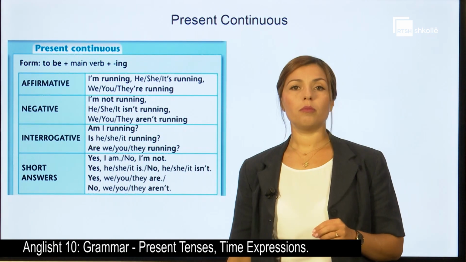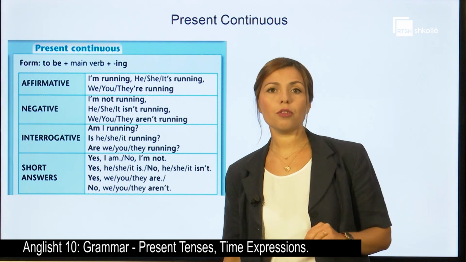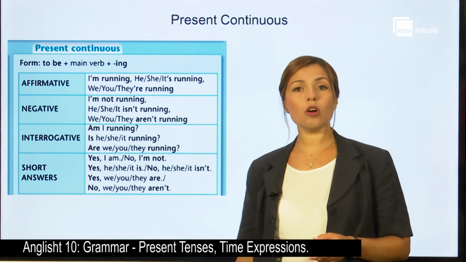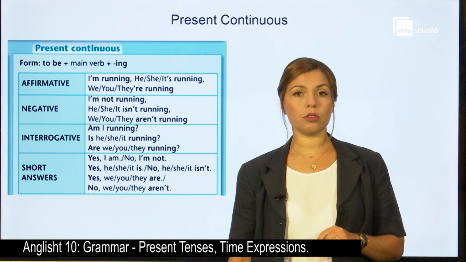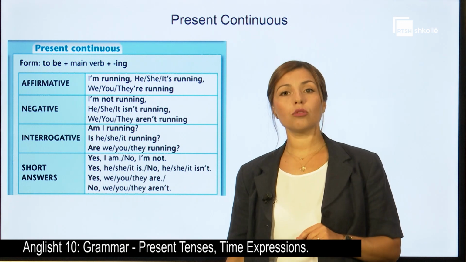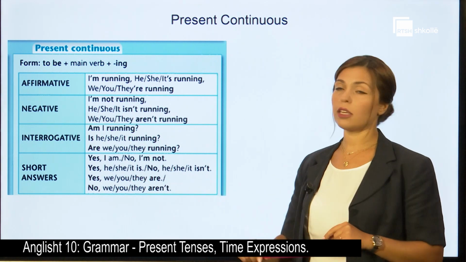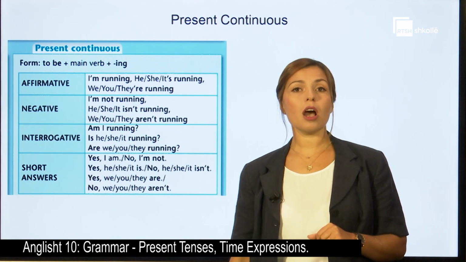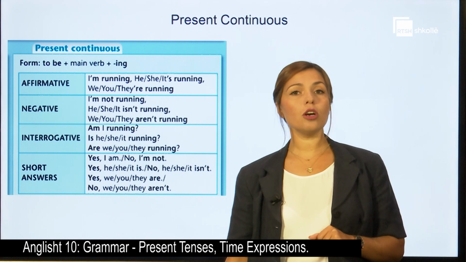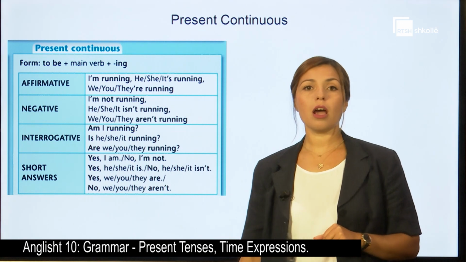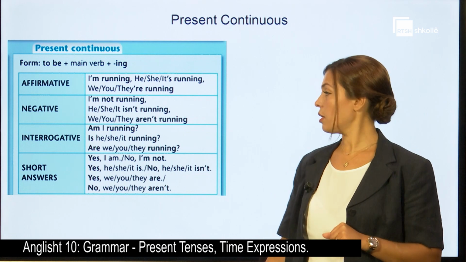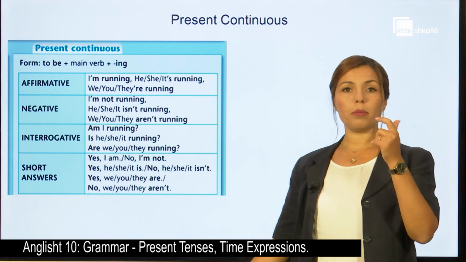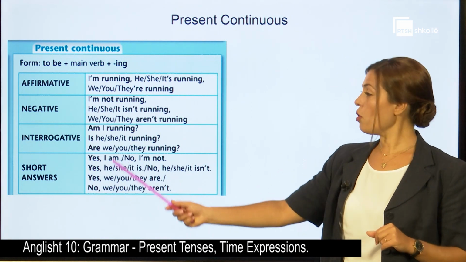The negative form, simply put not after the verb to be. I am not running. You are not, or shortly, you aren't running. He is not, he isn't running. She isn't running. We are not, we aren't running. You are not, you aren't running. They are not, they aren't running. If I want to ask a question, we swap the verb to be with the pronoun.